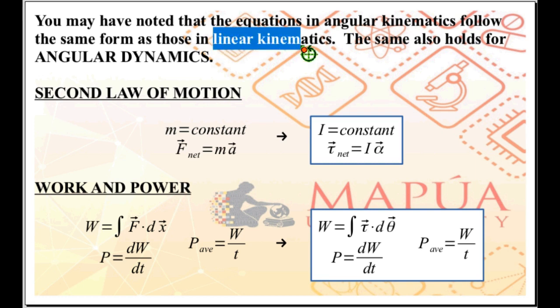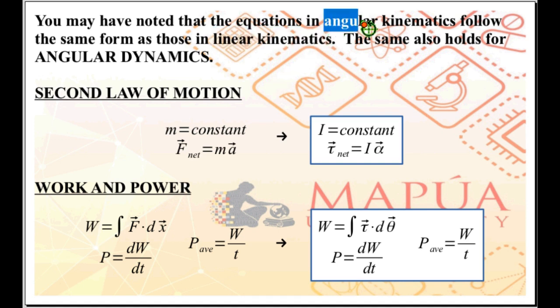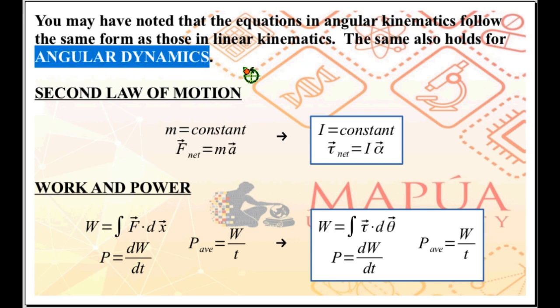Just take the linear motion kinematics equations and replace the variables with their rotational counterparts. Replace x with theta, replace v with omega, and replace a with alpha, and you get the equations for angular kinematics. The same holds for angular dynamics.